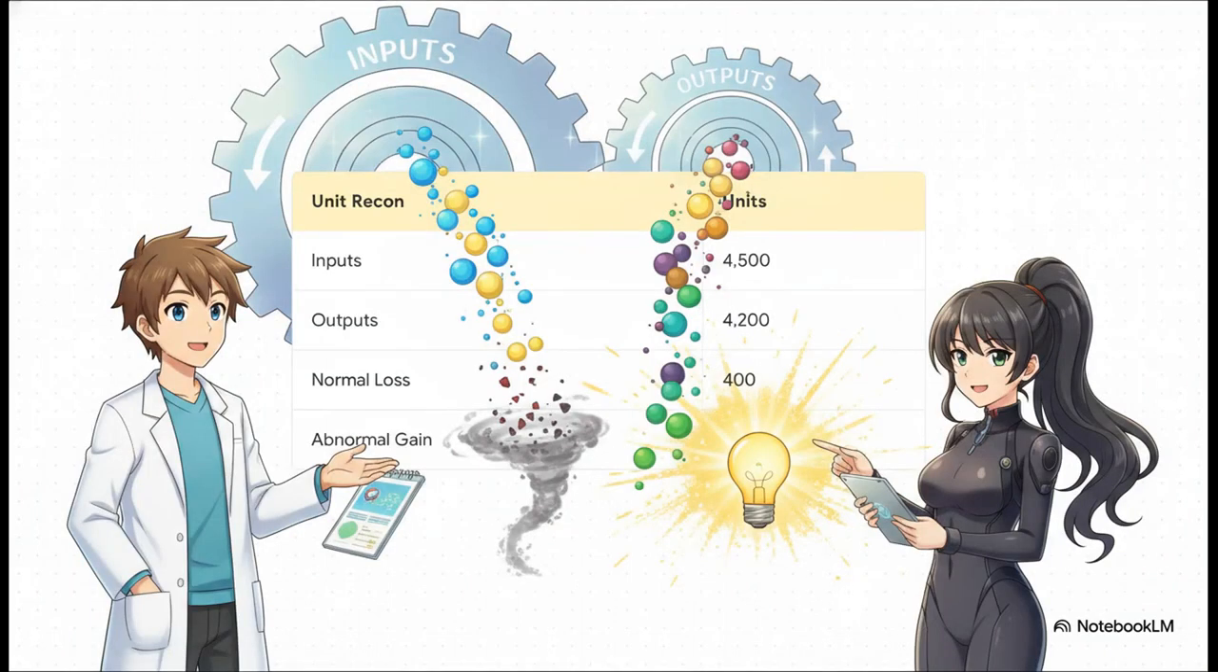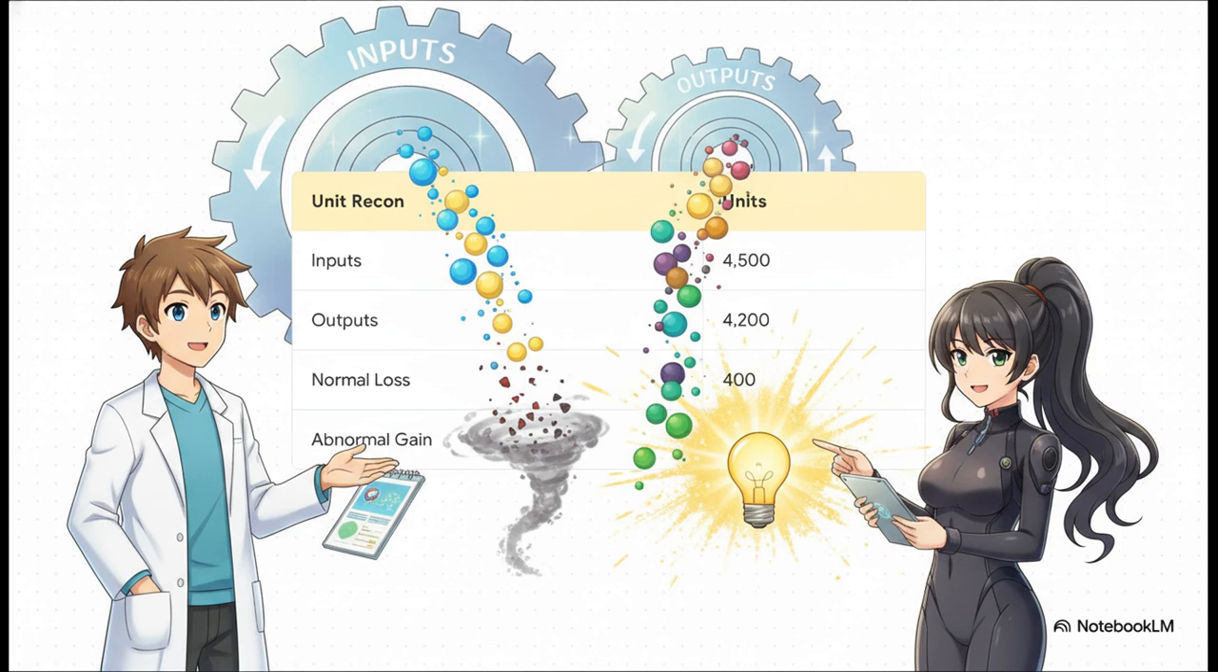Step 2 really reveals the magic of unit reconciliation, because your physical inputs absolutely must equal your outputs. Let's do the math. Our inputs, that's our opening WIP of 500 plus the 4,000 introduced, give us 4,500 units. Our expected normal loss is 10% of input, which is 400. But wait, our actual outputs show 3,800 completed plus 400 in closing WIP, which totals 4,200. Add the 400 expected loss, and we're at 4,600.